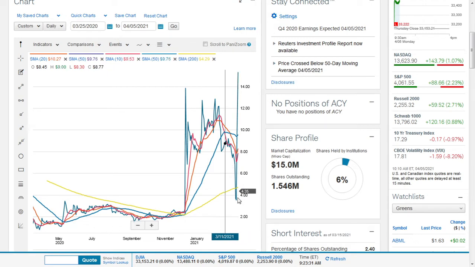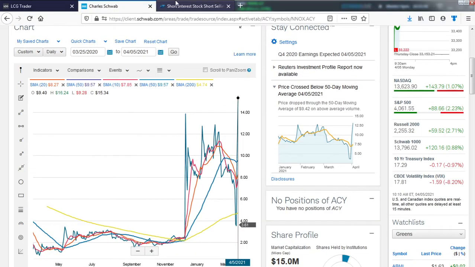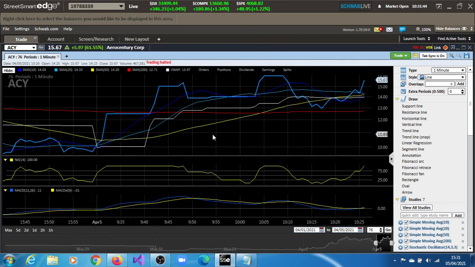It did, but I believe it has since, okay, you can see that price dropped and extended as well. So it is quite fascinating. Let's see. Okay, not today. So it says price crossed below. Okay, maybe it did, and it just picked it up. So, price dropped through the 50-day moving average of $9.42 on above average volume. So this was just an event that was recorded. That's quite fascinating. So we're seeing some super high volatility.